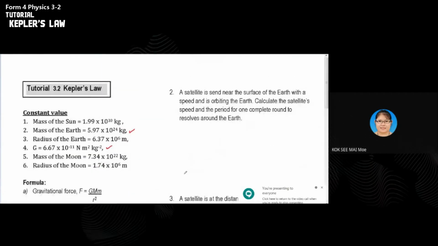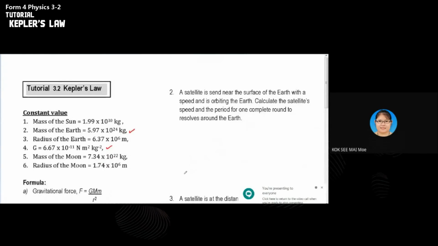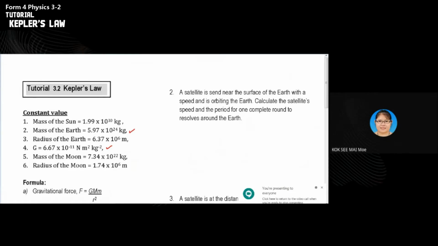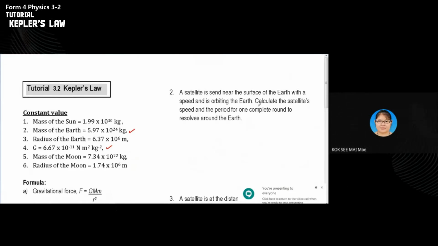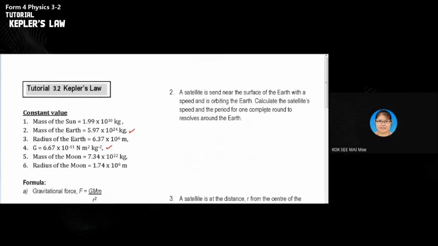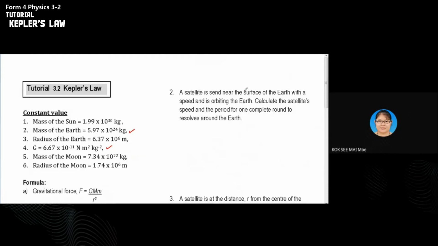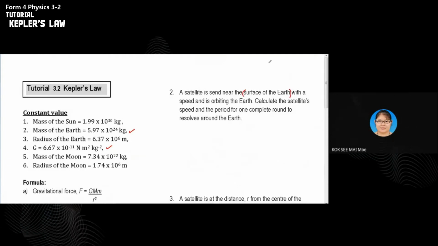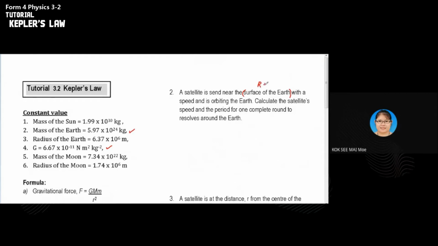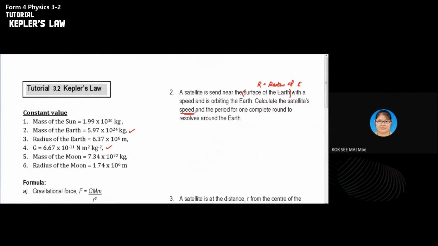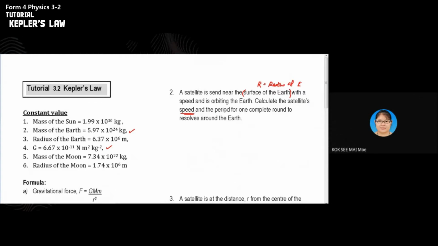Question number 2. A satellite is sent near the surface of the Earth with a speed and is orbiting the Earth. Now you need to calculate the satellite speed and the period for one complete revolution around the Earth. First, we know surface: when they talk about surface, understand that R is the radius of Earth. Now they want you to find the speed, and another one, the period.